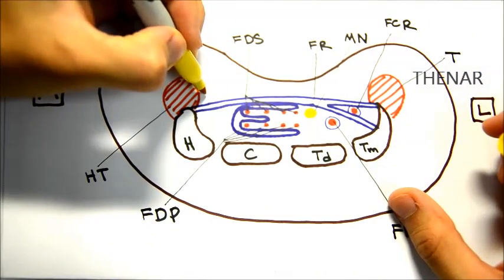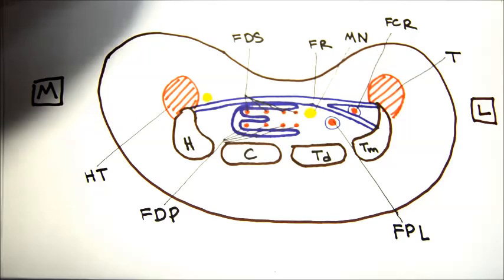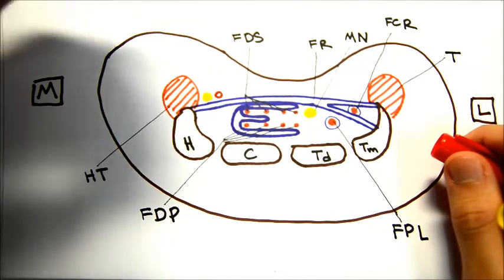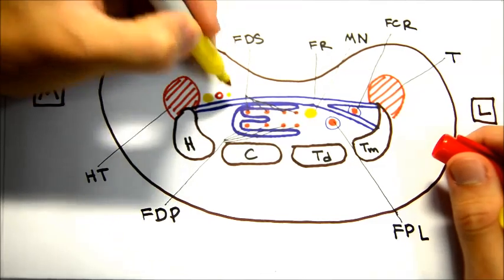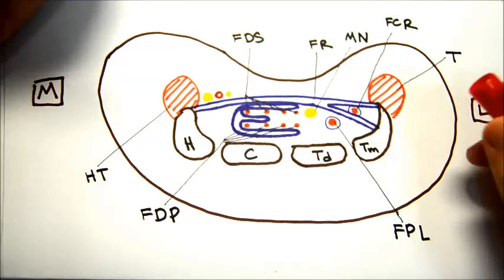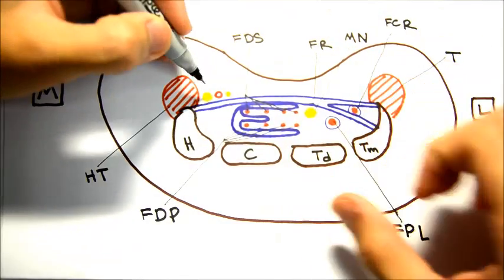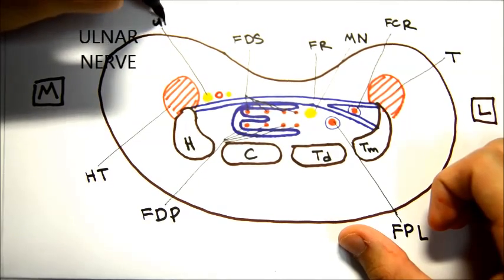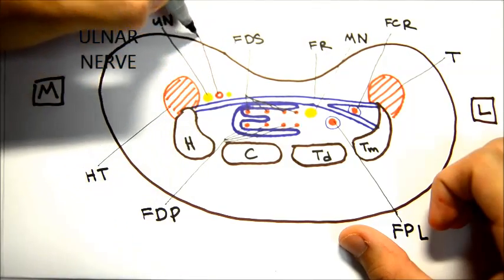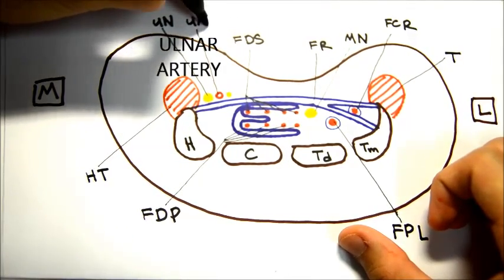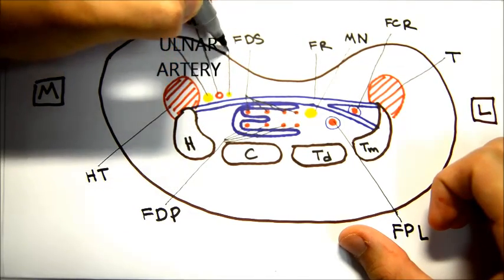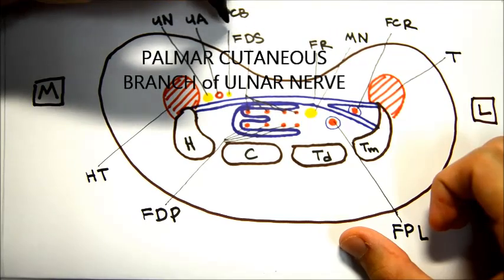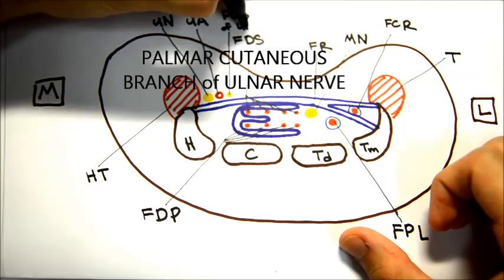Next we have the ulnar nerve, and then lateral to it we have the ulnar artery, and lateral to the ulnar artery we have a branch of the ulnar nerve, which is this one, the palmar cutaneous branch of ulnar nerve. Okay, labeling again. Ulnar nerve, this one, the red one, ulnar artery, and this one, palmar cutaneous branch of ulnar nerve.